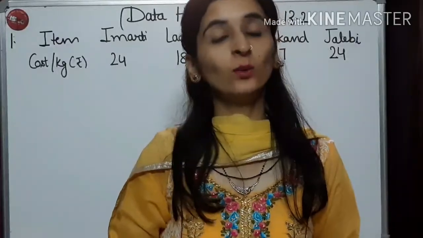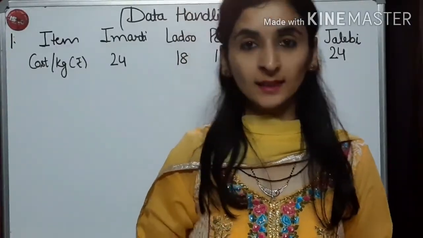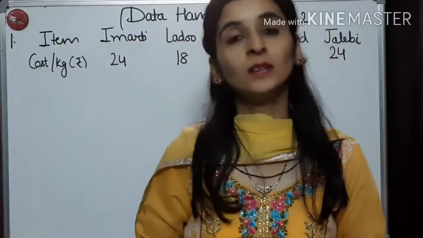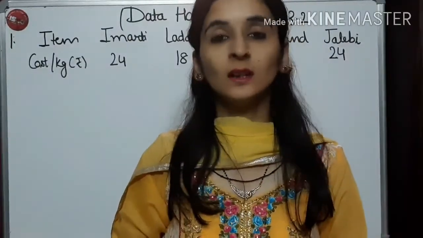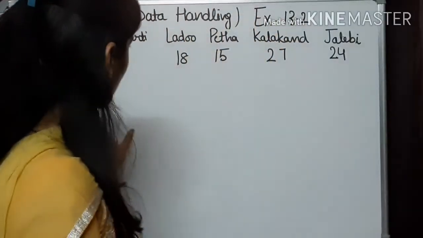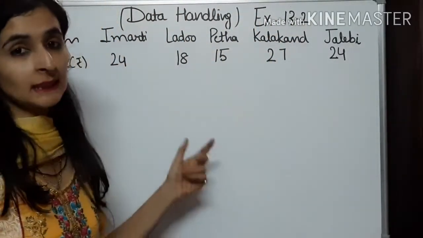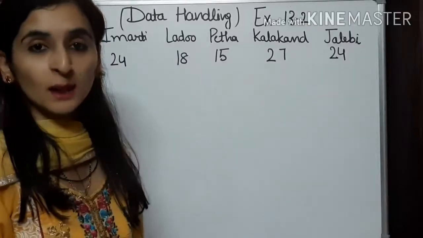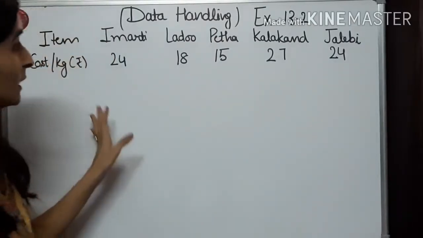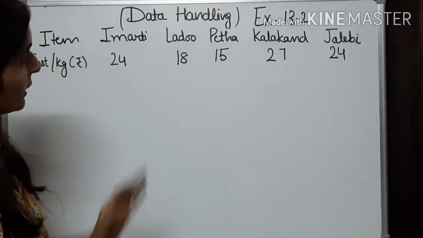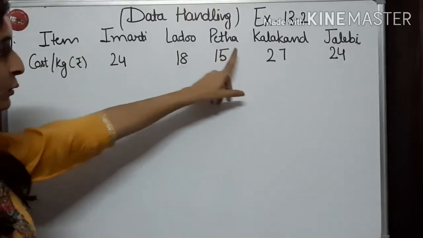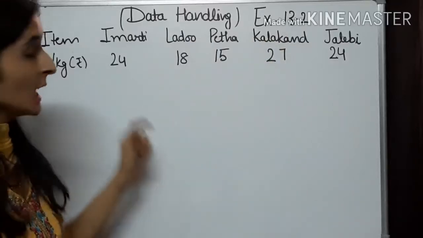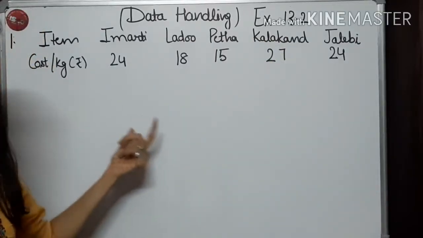Okay, so now we have to start with our exercise questions. So let us start with exercise 13.2, question number 1. In question number 1, we have to represent this data using a bar graph. And what is the data given? We have been given the items Imarti, Laddu, Petha, Kalakand, Jalebi. And we have been given the cost per kg.